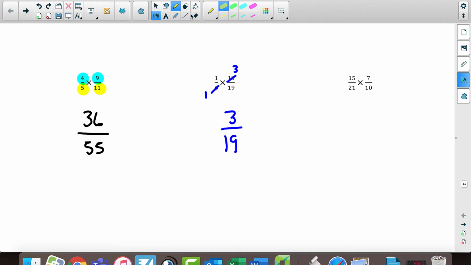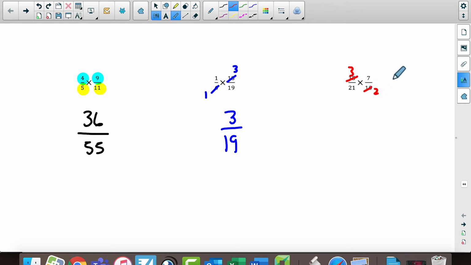I'm not a huge fan of cross-canceling because they don't have to be across from each other. So for example, in this question right here, you could simplify the 15 and the 21. You could divide them both by 3. Or you could do the 15 and the 10. You could divide them both by 5. Let's do that. Why not? So I divide them both by 5, the 15 and the 10. 15 divided by 5 is 3. 10 divided by 5 is 2.